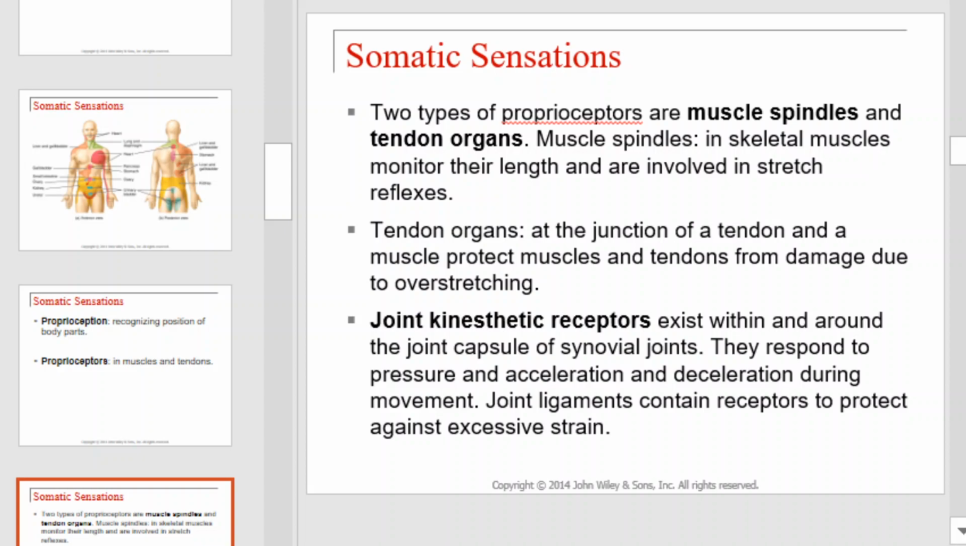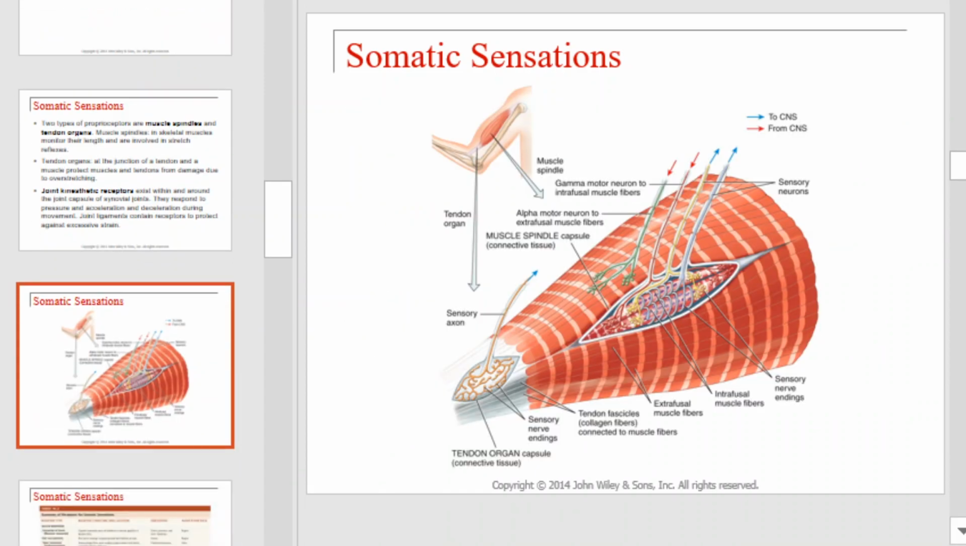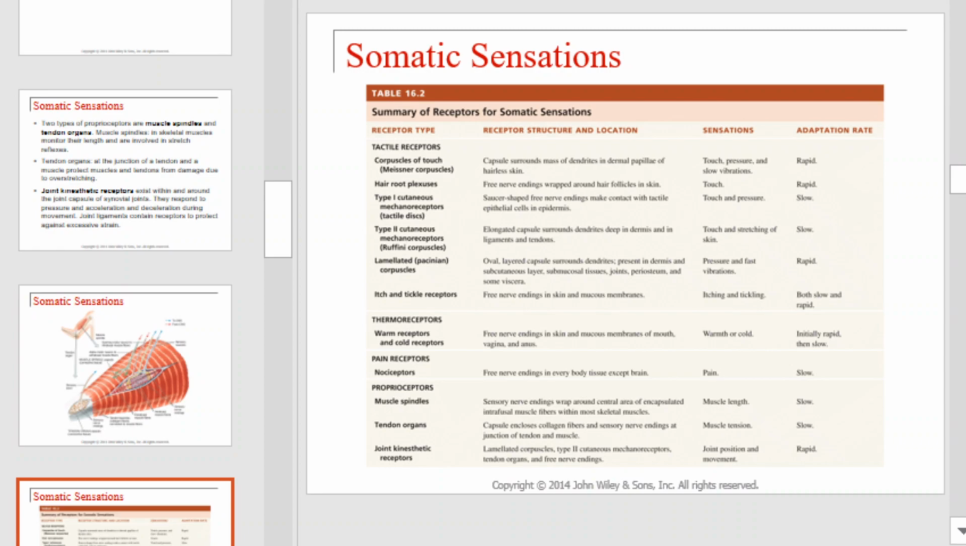Joint kinesthetic receptors exist within and around the joint capsule of synovial joints. They respond to pressure and acceleration and deceleration during movement. Joint ligaments contain receptors to protect against excessive strain. This is an illustration of each of the aforementioned structures. And this table will provide you with a summary of the receptors for somatic sensation. Take a moment to review the receptor type, the structure and location, and the sensation and adaptation rate of each.